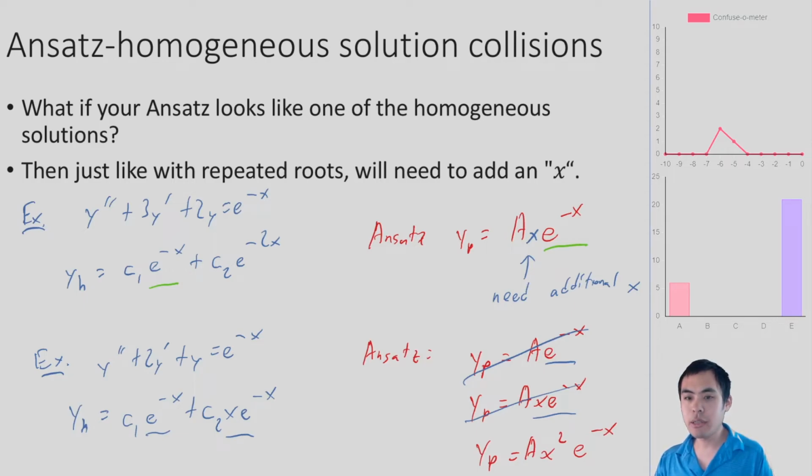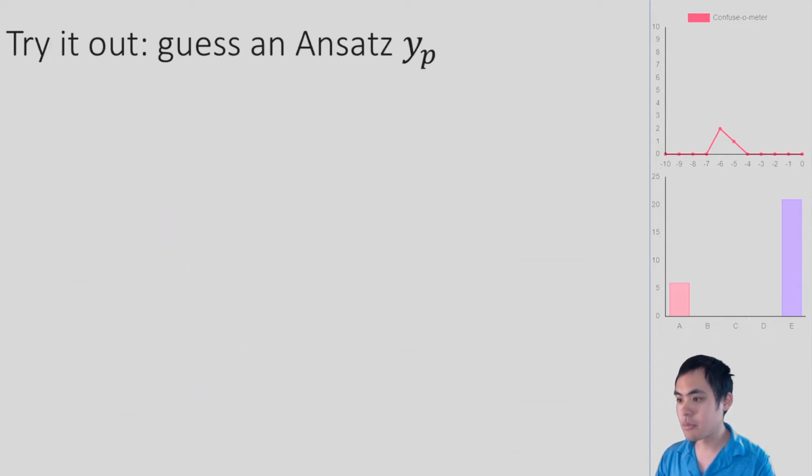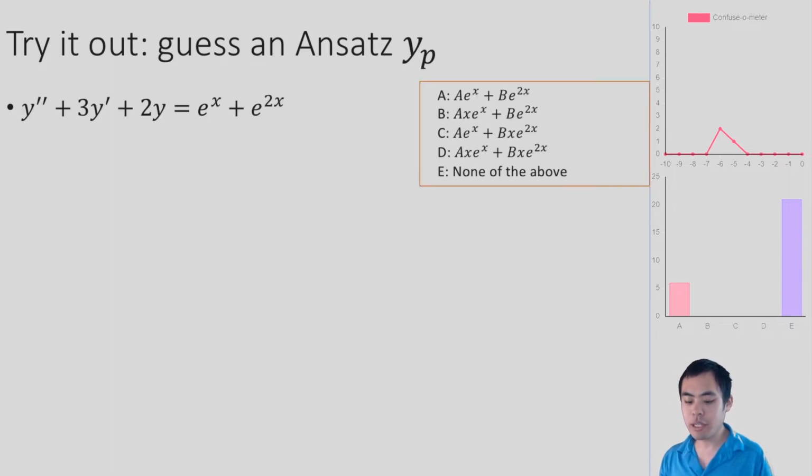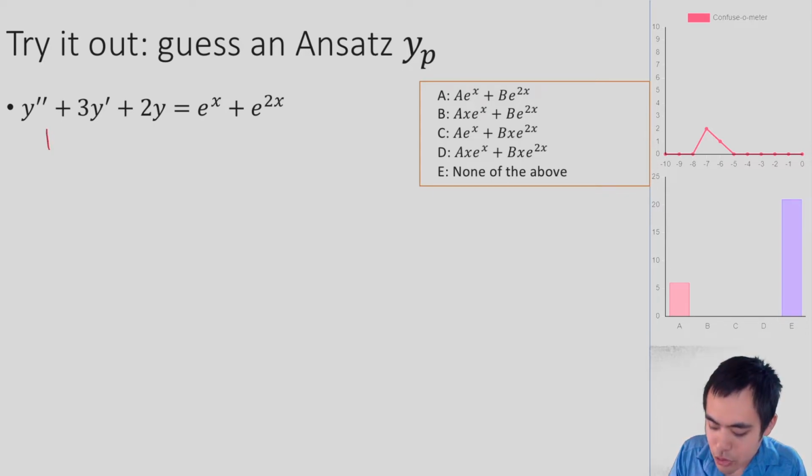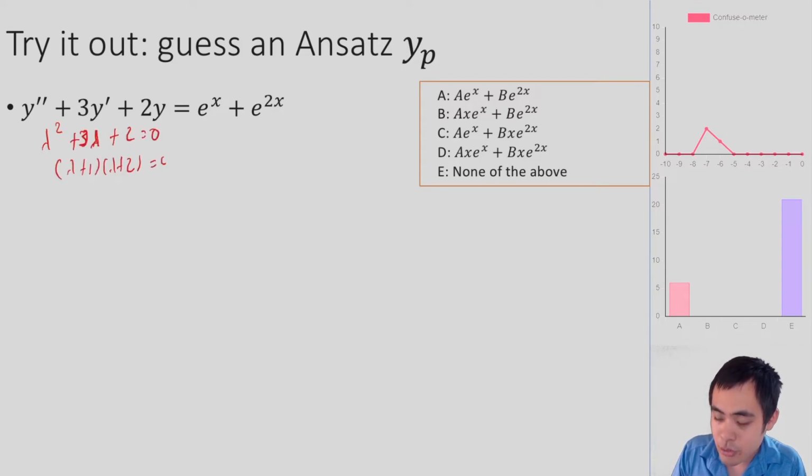And let's go ahead and have you guys guess these things again. Let me reset the chat. So, if we have y double prime plus 3y prime plus 2y is equal to e to the x plus e to the 2x, what is your ansatz? And let me go ahead and give you a hint since this is the first one. The first thing you need to do is solve the homogeneous solution. Lambda squared plus 3 lambda plus 2 is equal to 0. So lambda plus 1 times lambda plus 2 is equal to 0. Lambda is equal to minus 1 or minus 2.